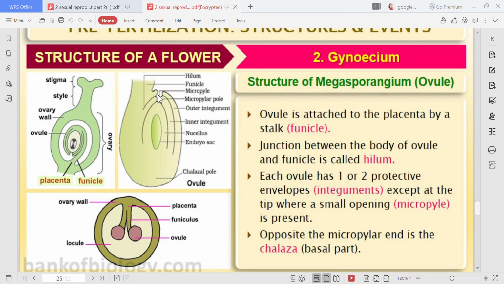Now opposite to the end, this is the part of micropyle. Opposite to the micropyle, the opposite end is the chalazal pole, or the chalazal part, or the basal part of the ovule. So there are two ends, you can say. One is the micropylar end, where the micropyle is present, and exactly opposite to that micropylar end is the chalazal pole, or the chalazal part. This is also the basal part of the ovule.